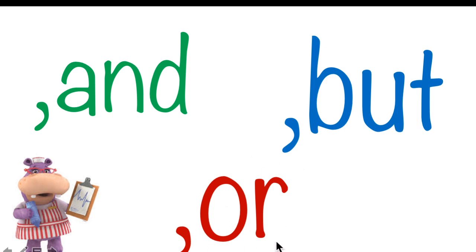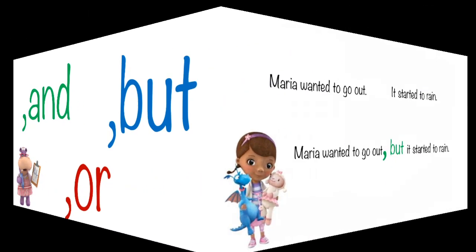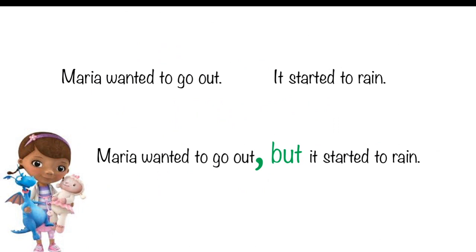And or is showing a choice. You can have some chocolate or you can have some banana. It's a choice. You can choose which one you want. So these are also very important details, how and when we use these conjunction words. Because as you can see in this sentence, I use the word but. Maria wanted to go out, but it started to rain. See, it shows the difference because she wanted to go out, but she couldn't.